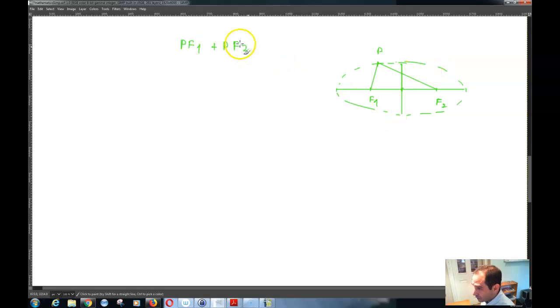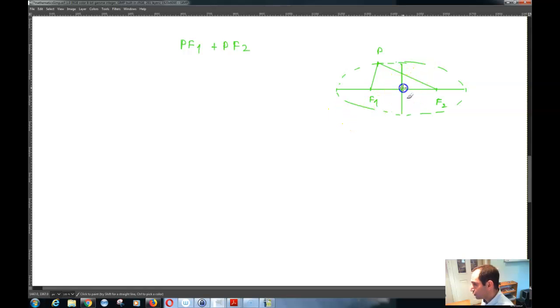And of course we said that it's going to remain constant wherever you happen to pick the point P. This distance is going to remain constant. This sum is not going to change. Now the constant, which is the sum of the distances of the point on the ellipse from the two fixed points, is always greater than the distance between the two fixed points.